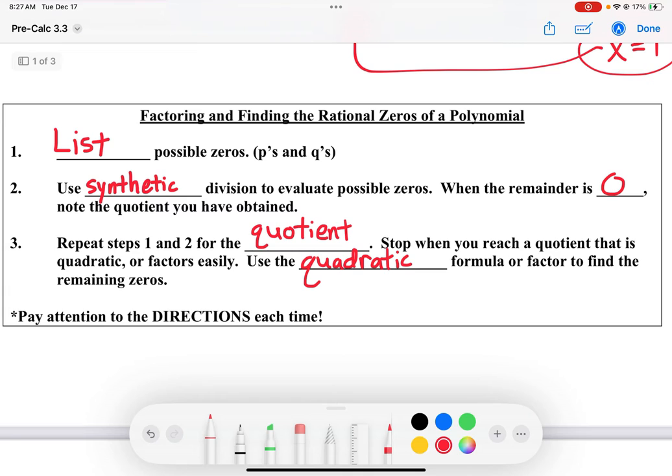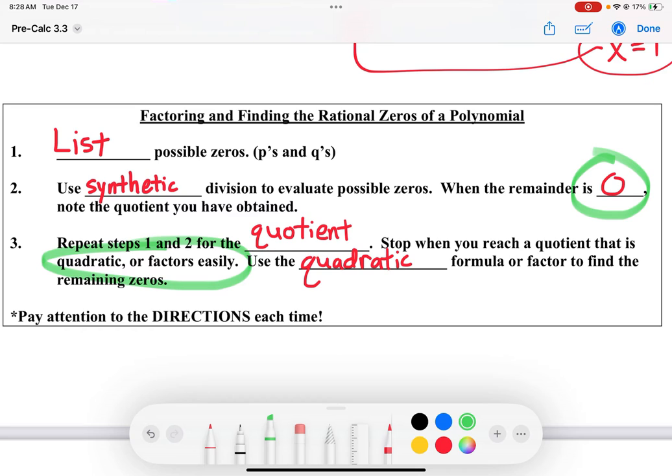So factoring and finding the rational zeros of a polynomial. First, we're going to list all the possible zeros. We will use synthetic division to evaluate possible zeros. And when we get a remainder of 0, we're going to use the quotient that we obtained, so use the answer we get. And then we're going to repeat steps 1 and 2 for the quotient. And we're going to stop when we get something that we can factor easily.